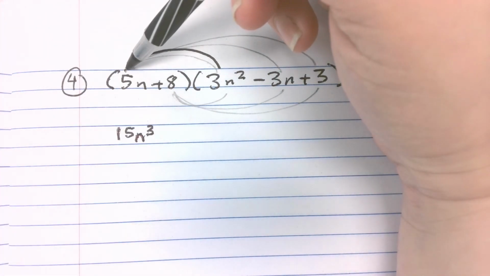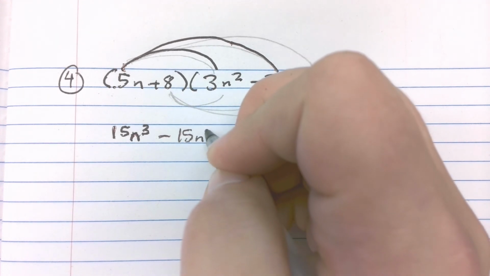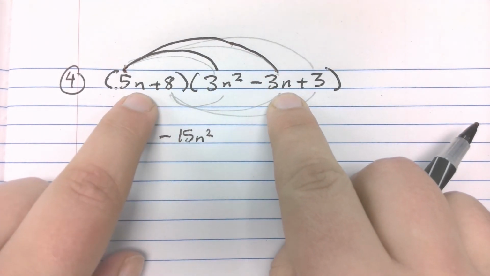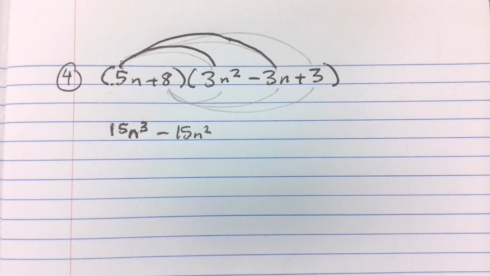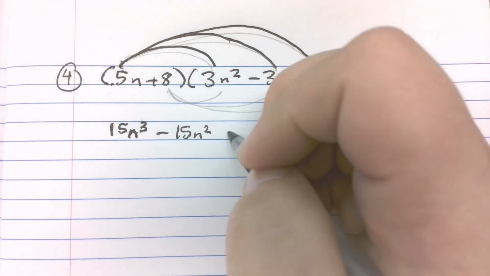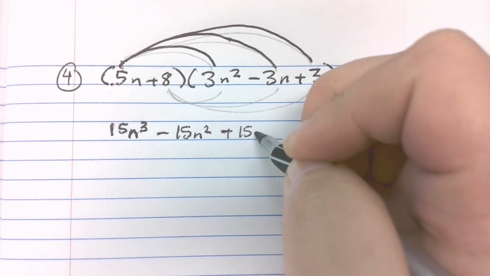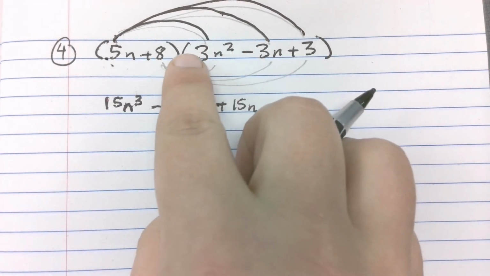What am I going to multiply the 5n with next? Negative 3n. Good. What is 5 times negative 3? Negative 15n squared. Right? Because I have 1 and 1. 1 and 1 makes 2. What am I going to multiply the 5n with now? The 3 at the end. What is 5n times 3? Just 15. Plus 15 what? N. Thank you very much. Now, have I multiplied that 5n times everything in this group? Then I'm done.